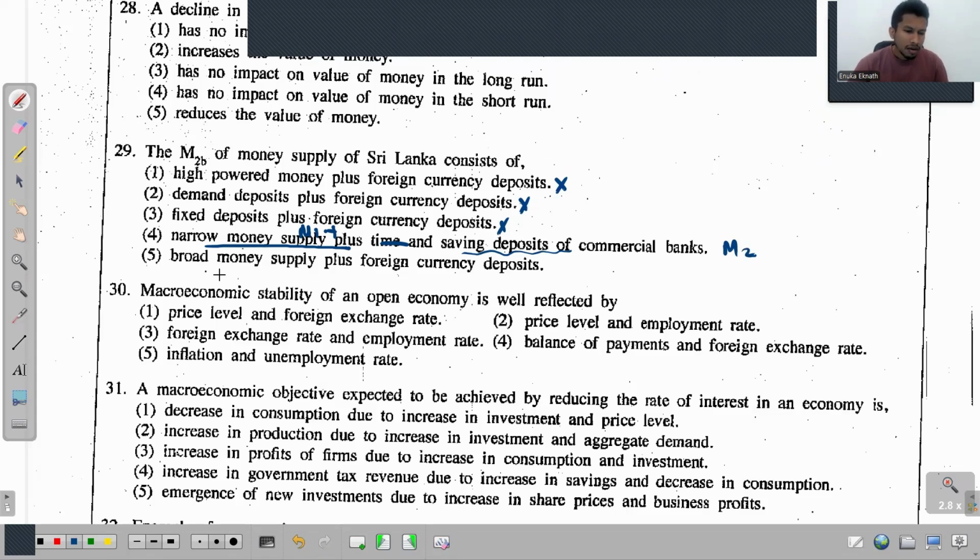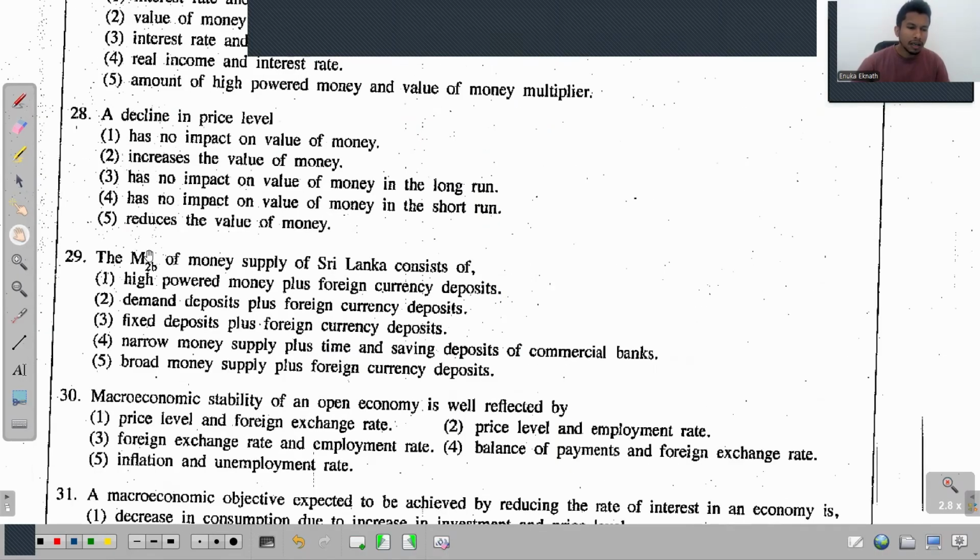And the fifth one, broad money supply, which is M2, plus foreign currency deposits. Of course, generally we can consider the other terms to be foreign currency deposits. And yes, when you add these two, you get the M2B money supply. So the answer for this question 29 is the fifth one.